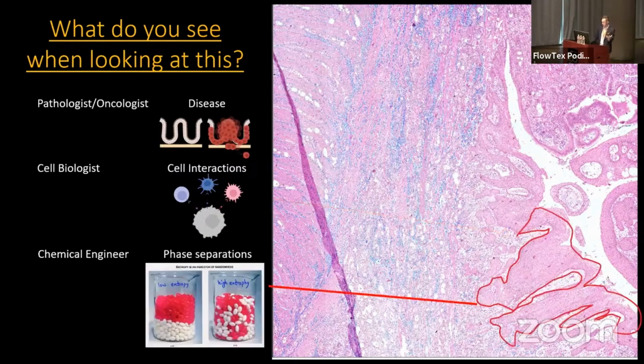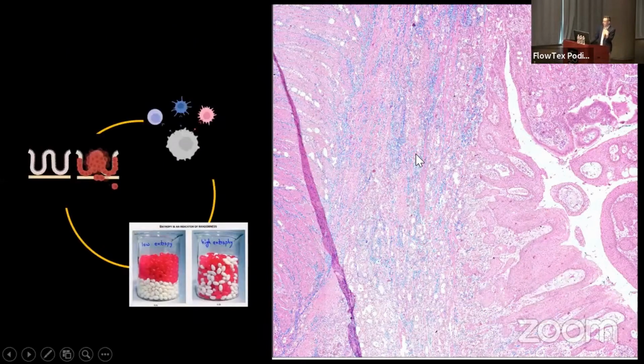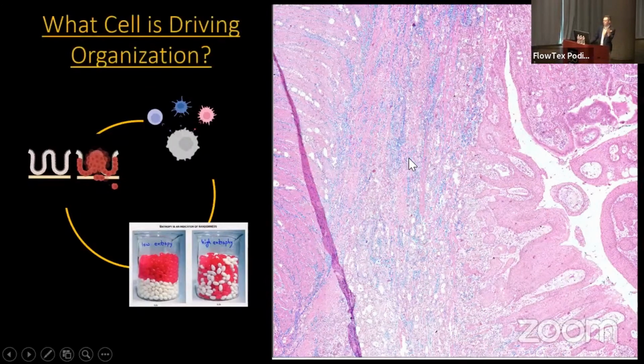Whereas if I put on a chemical engineer hat, I see separations of cells within the tissue. And anytime we think about separations within engineering, we know that there's energy going into the system, or a low entropy system. So that's just three views of this data or image that I'm looking at on the screen. And if I combine this, I start to think to myself, okay, well, what cell is driving this organization?